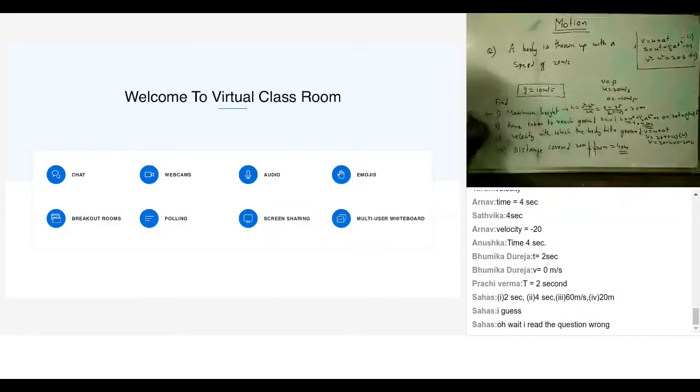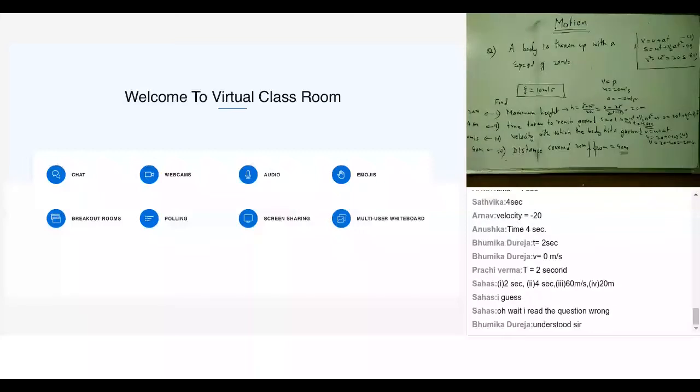So this is 20 meters. This is 4 seconds. This is, how much is that? Minus 20 meter per second. So minus signifies it is moving downwards. Distance is 40. Just check it. All of you, is that fine? Bhumika, your 0 is wrong. I think other parts are correct. Time 4 seconds. Anushka, that's correct. I hope that is clear.